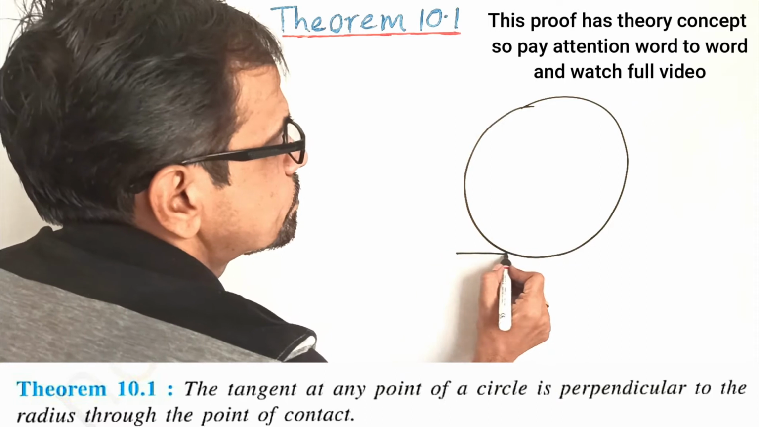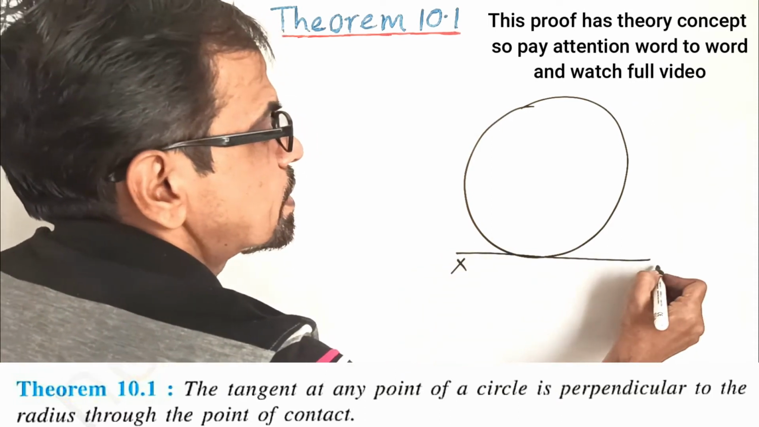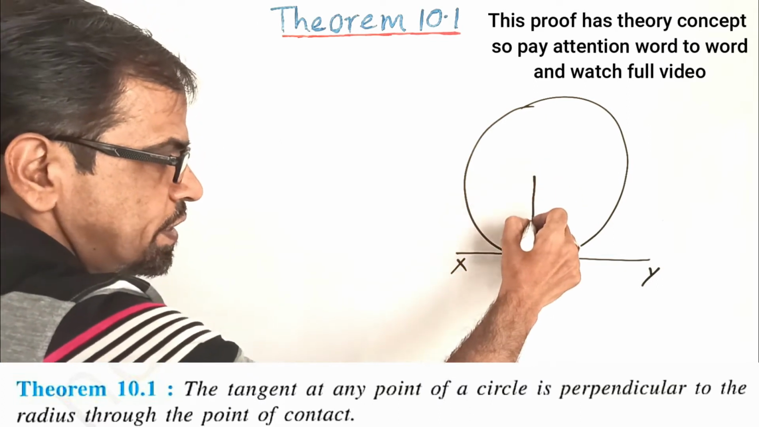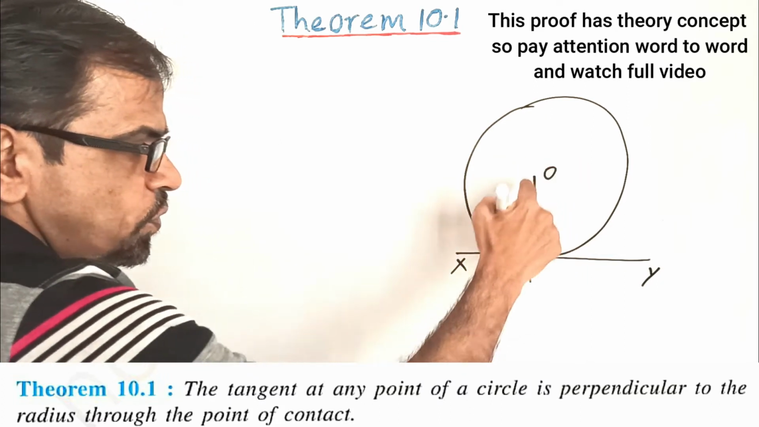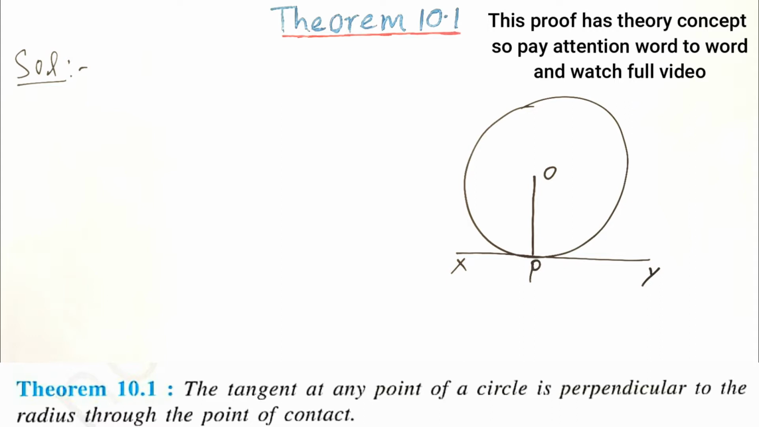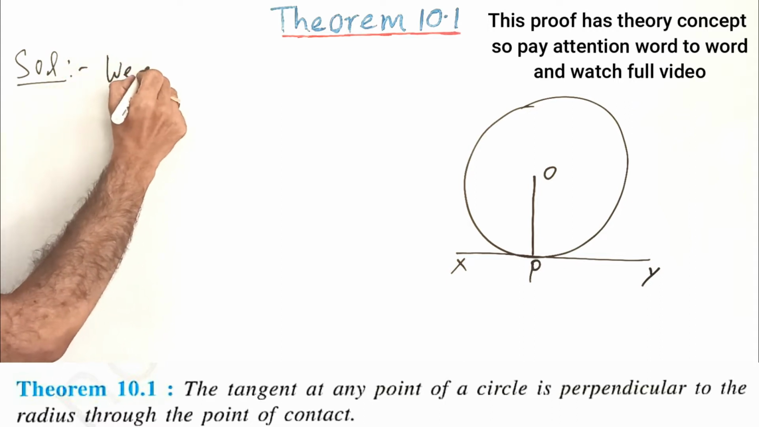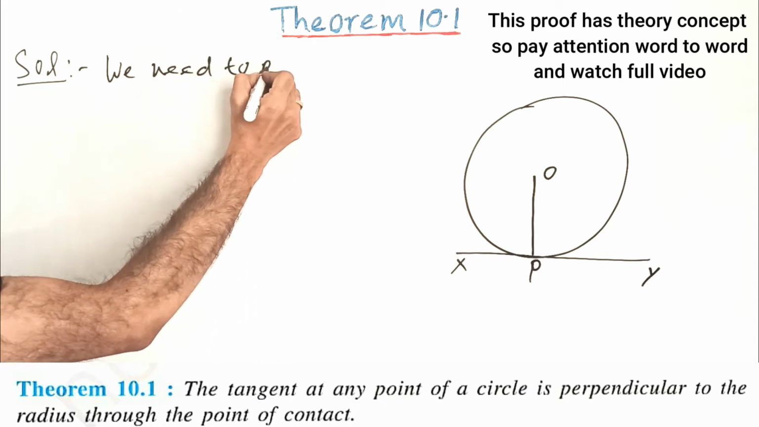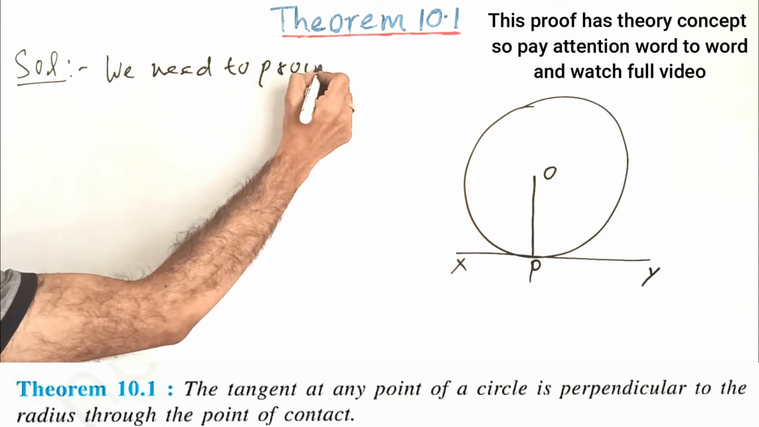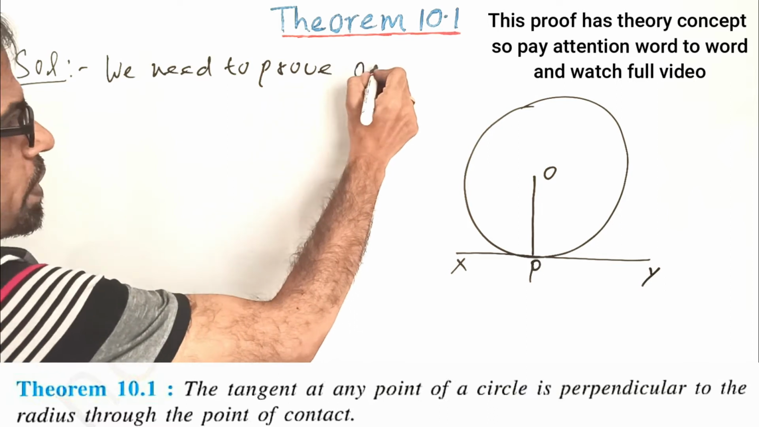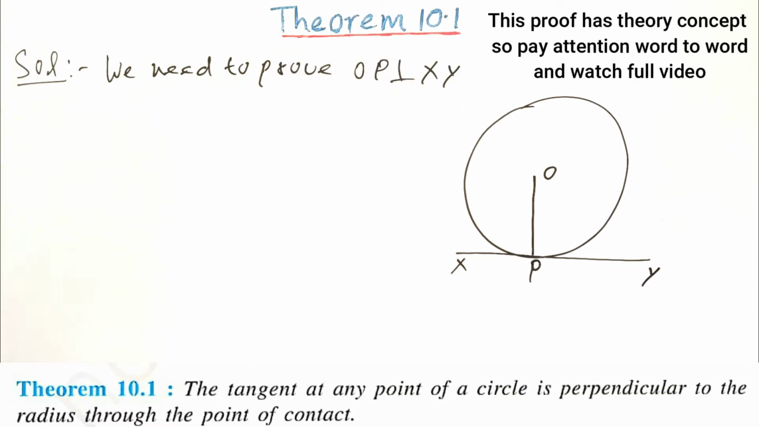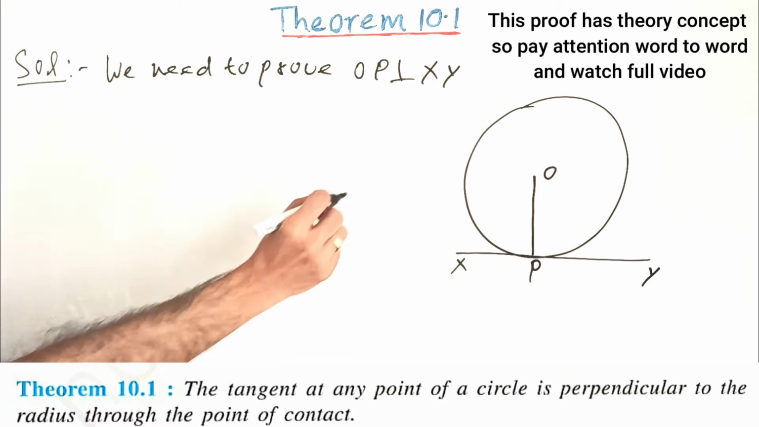Circle, and this is a tangent, and this is the point of contact, and center. We have to prove that OP is perpendicular to XY. So first of all, we will write here, we need to prove here OP is perpendicular to XY. Okay students?